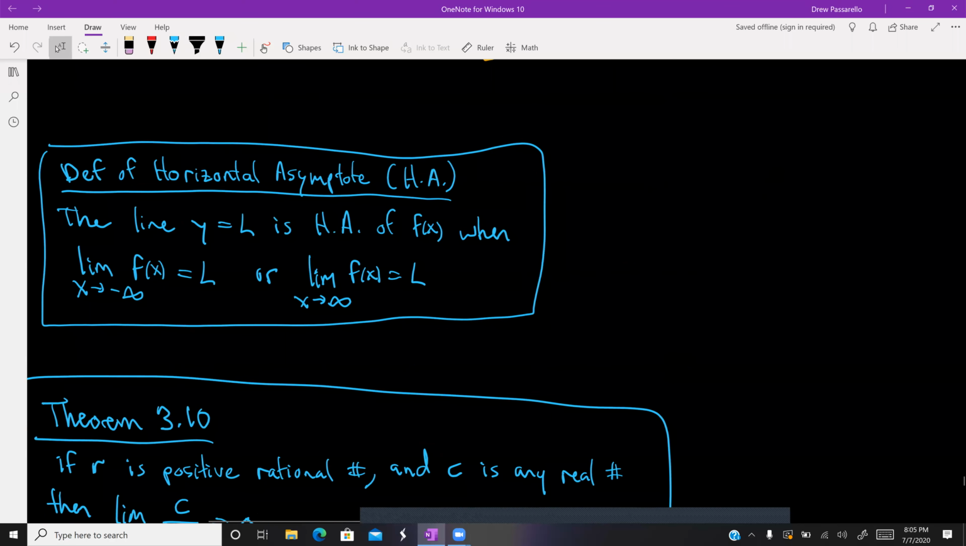And so here's the definition from the textbook. The line y equals L is a horizontal asymptote, which I'm going to abbreviate as HA, of f of x when the limit as x approaches negative infinity is equal to L, or the limit as x approaches positive infinity is equal to L. That is the definition of the horizontal asymptote. Now we have it in relation to limits. We've already learned horizontal asymptotes in algebra class, but you might not have heard it described in terms of limits. So now this is what it is in terms of limits.